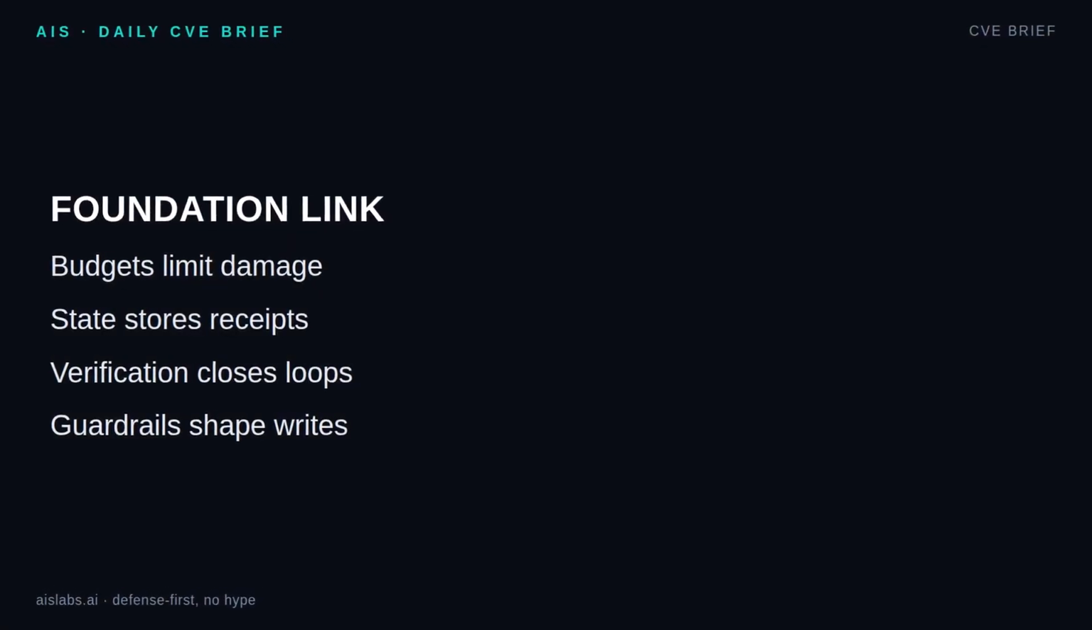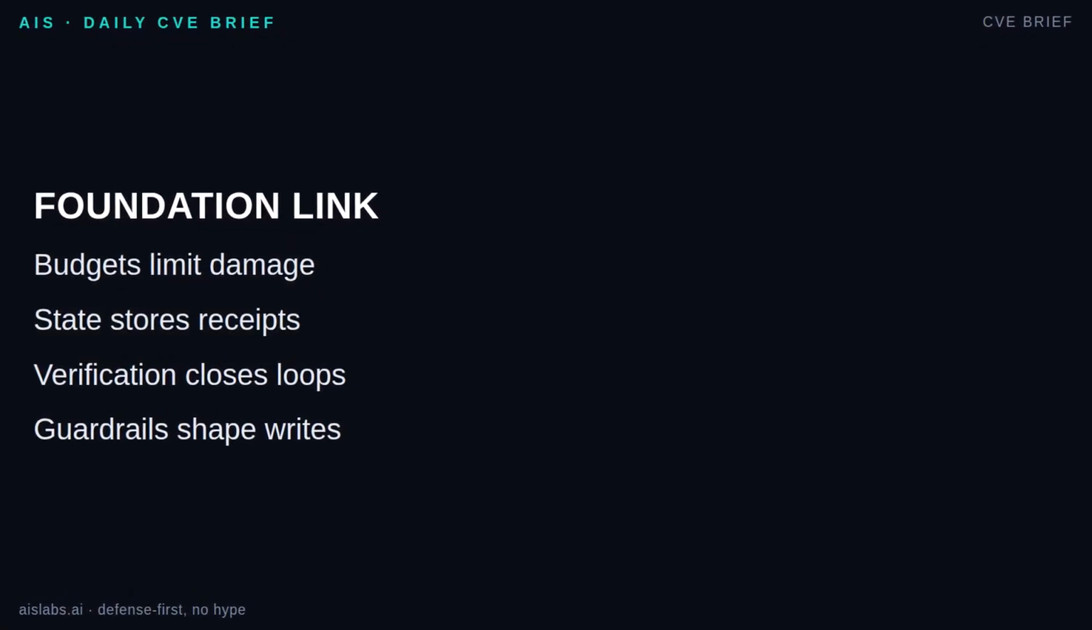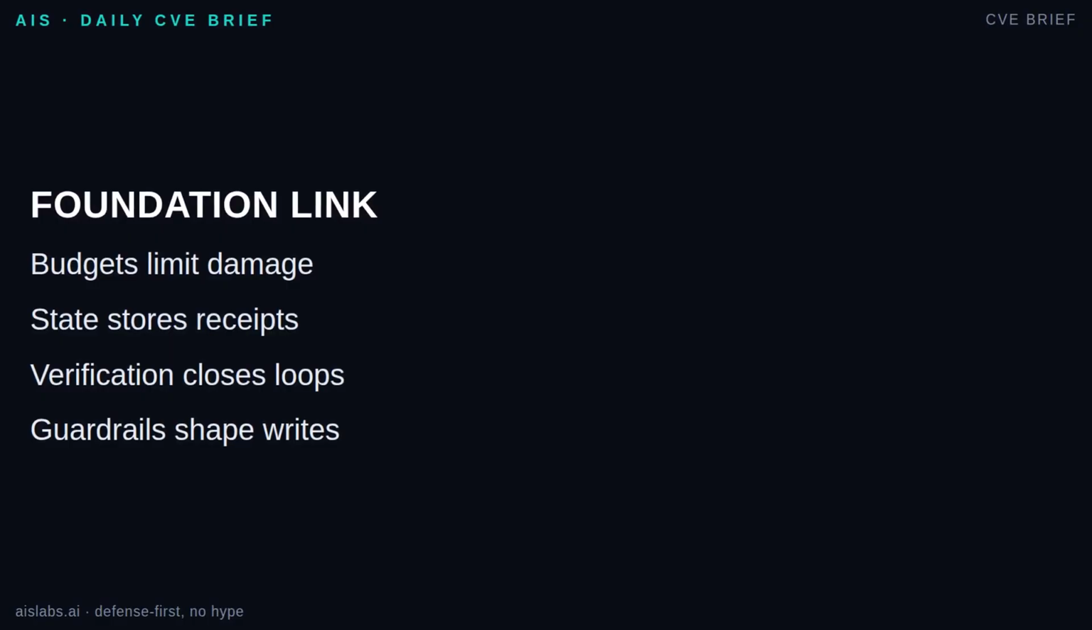This pattern sits right in the foundations tier because it touches every reliable loop primitive. Budgets matter because write attempts need a hard ceiling. State matters because receipts give the loop memory across retries and restarts. Verification matters because the agent should close the loop against the external system, not against its own last thought. Guardrails matter because write tools deserve stricter permissions than read tools.